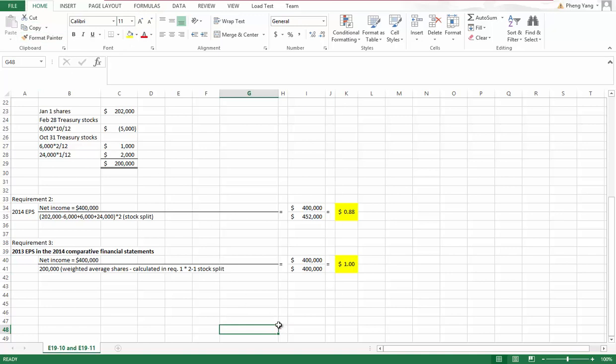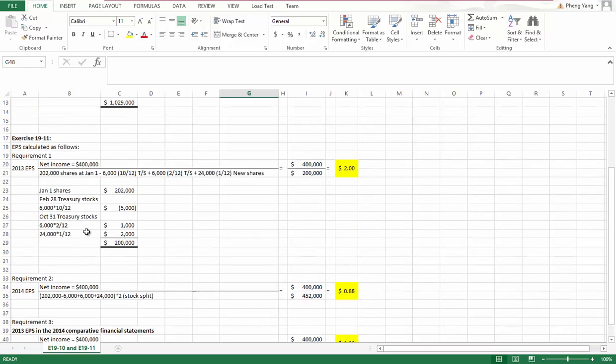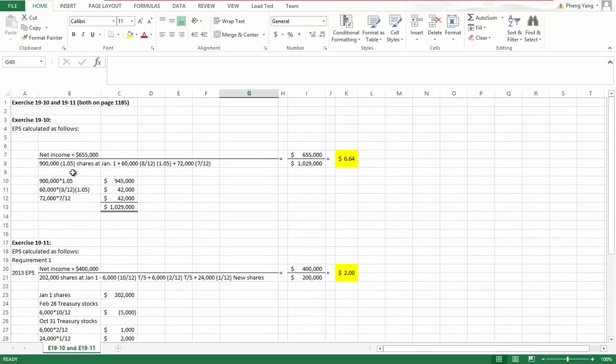Okay, so that is then exercise 19-11, and that is how you calculate earnings per share. You would take into consideration all outstanding shares, and take into consideration stock splits, any stock dividends that were made here, which is what we did here, that 1.05 is the stock dividend.